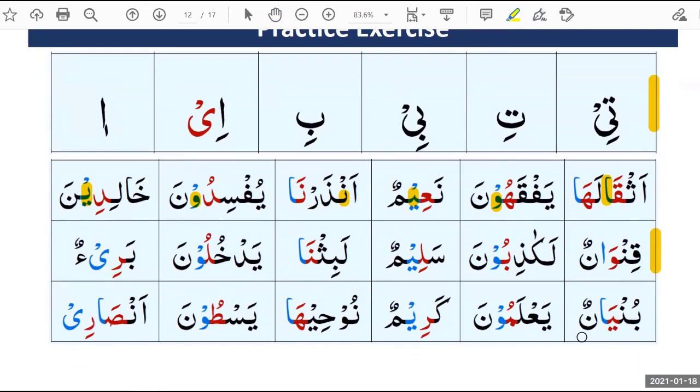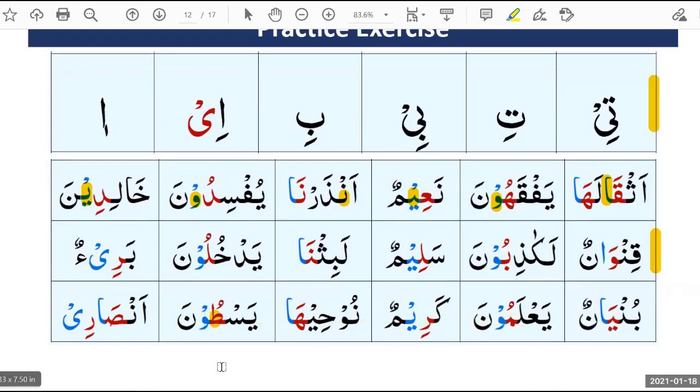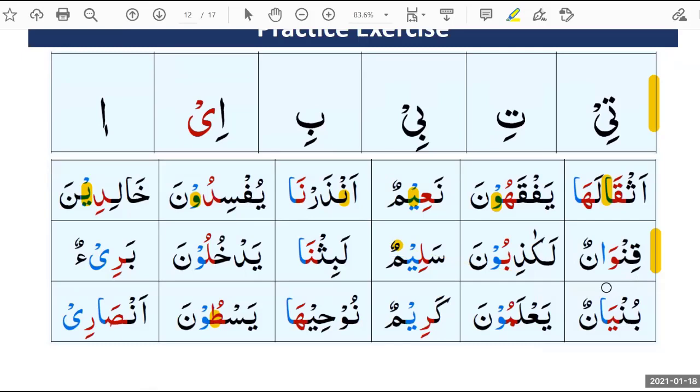Bunyanun, ya'lamuna, kadhibun, nuhiha, yastuna, ansari. Jazakillah. So I just want to mention 2 things. First of all, wherever there is a tanween, hold the nasal sound for a bit. Okay. Salimun.